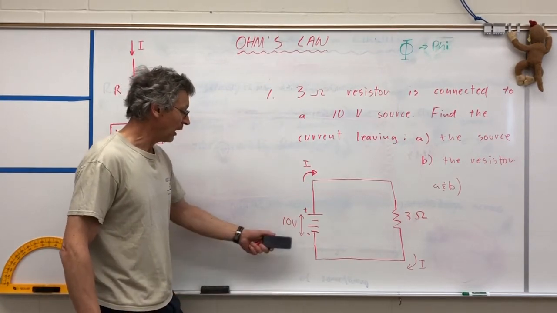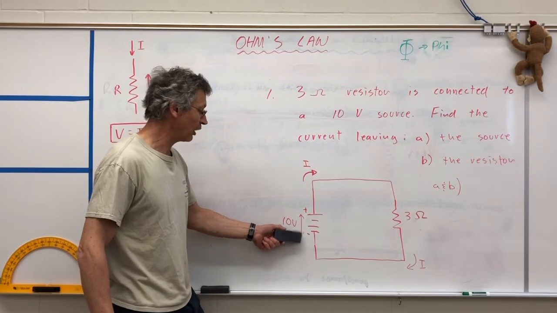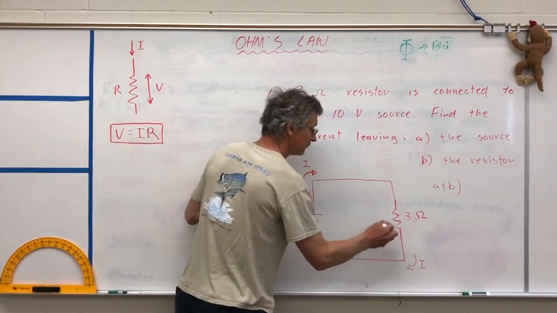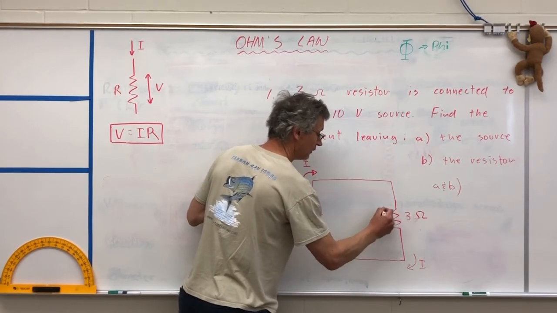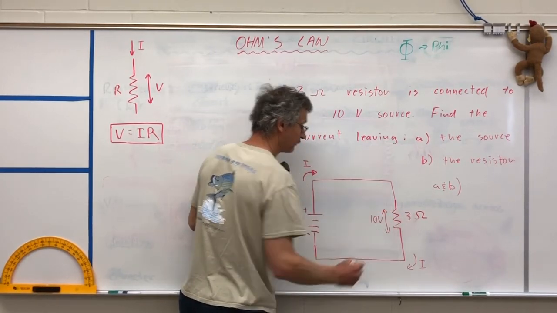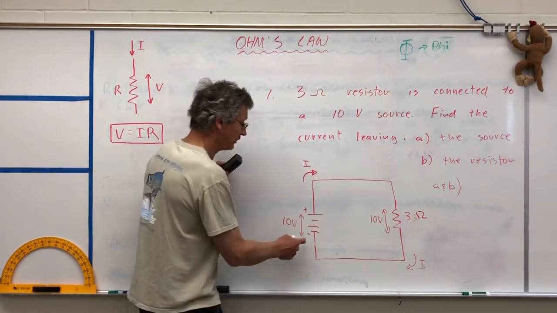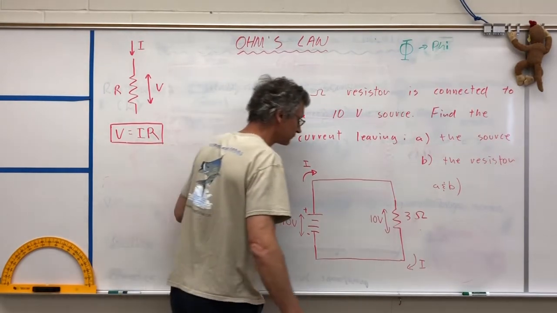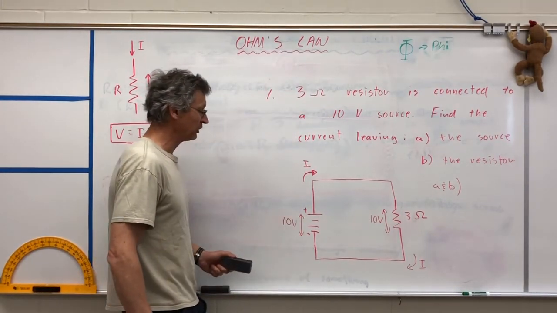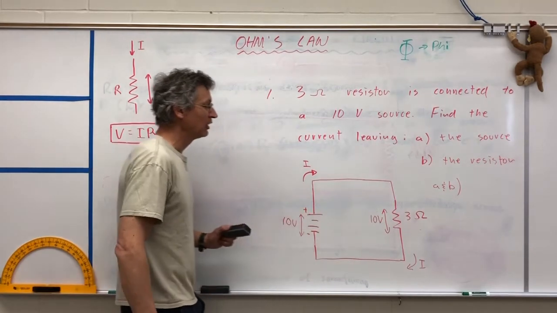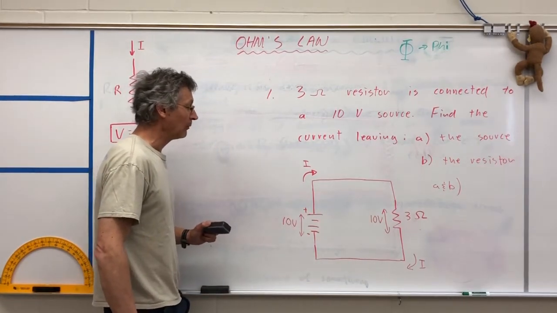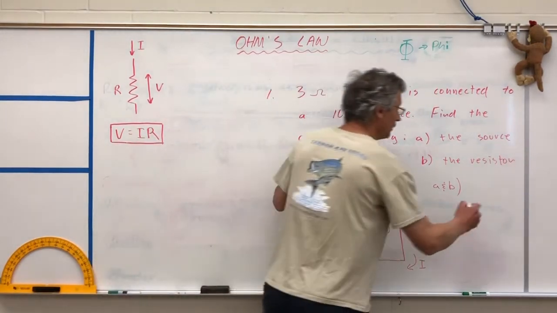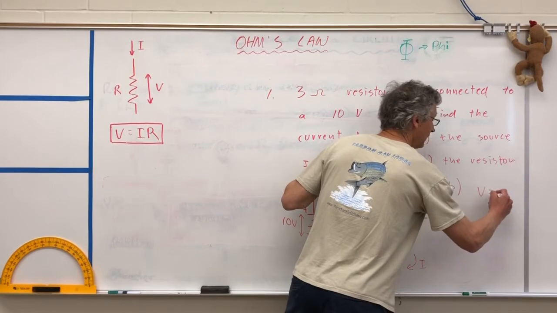Well, remember, the potential increase across a source is going to equal the potential decrease across the load. In any circuit, the potential increase is equal to the potential decrease. 10 volt potential increase here, that means 10 volt potential decrease here. Okay, and what do we have here? Well, here we have a resistor. We know for a resistor, Ohm's law, right?